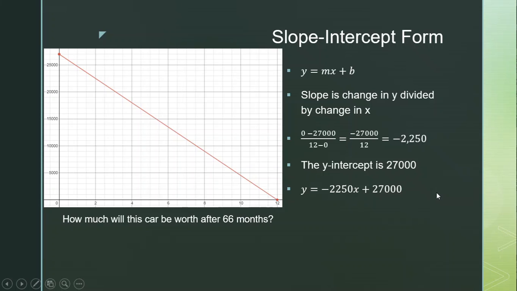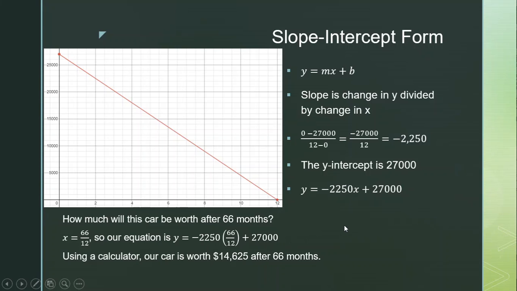We want to know how much this car will be worth after 66 months. Now, our equation, this time our x is in years. So we're going to have to adjust that. We know that there are 12 months in a year. So instead of having an x of 66, we're going to have an x of 66 divided by 12. So we plug that into our equation. We get y equals negative 2,250 times that 66 over 12 plus 27,000.